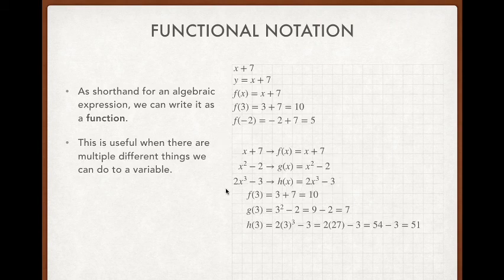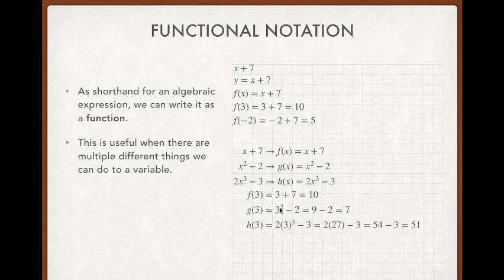We can do this the same way with substituting in a value for a variable. So f of 3 means it will plug in 3 instead of x. Instead of x plus 7, 3 plus 7, or 10. g of 3 means we take 3 and we plug it into this function, g of x, x squared minus 2. So here, 3 squared minus 2, or 9 minus 2, or 7.